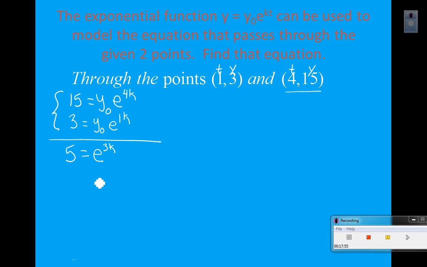Now I can go get my k value. I'll take the natural log of both sides. So I would have the natural log of 5 equals the natural log of e to the 3k. So k is going to be the natural log of 5 divided by 3. So k is going to be about 0.536. So I have a k value. I need the y sub 0 value. So pick either equation you want to work with. I'm going to pick this guy because it looks the easiest. So I'm going to have 3 equals y sub 0 e to the 1 times k, so 0.536.